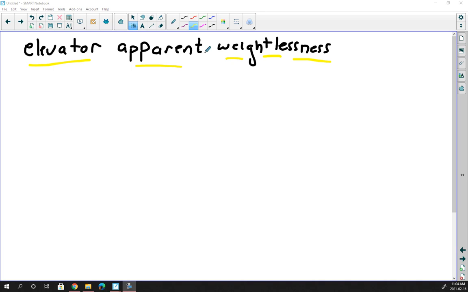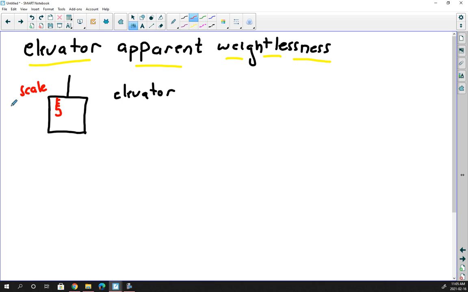All right, so let's draw an elevator here. So here's the elevator, okay? And on the elevator, I'm going to put a scale, with little markings on it. This is a scale that is used to measure weight. And we're going to hang an object off the scale there.